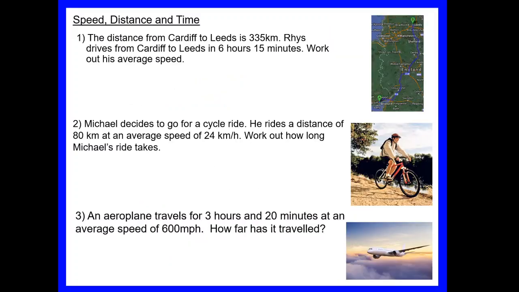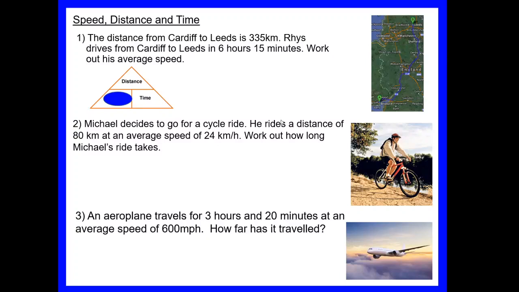So here we are then, we've got some questions involving speed, distance and time. So the first one, the distance from Cardiff to Leeds is 335 kilometres. Reece drives from Cardiff to Leeds in 6 hours and 15 minutes. Work out his average speed. So first of all then we'll start with our speed, distance, time triangle. We're asked to find his speed, so we're going to cover up speed. So we need to do his distance divided by his time.